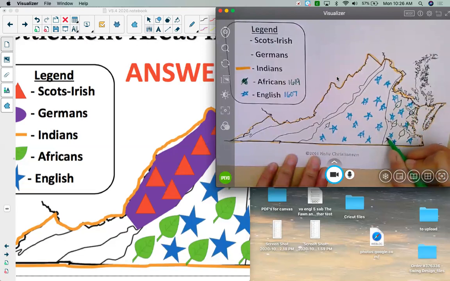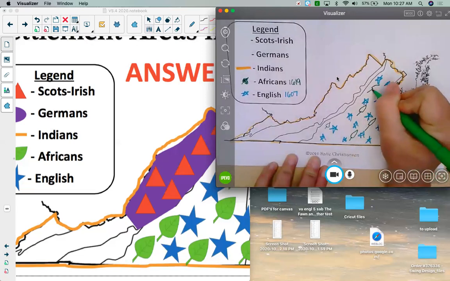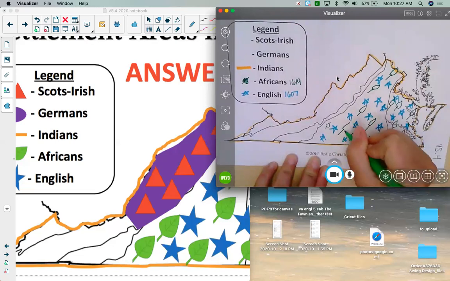All right, so I'm drawing my tobacco leaves here to represent that African Americans lived primarily in this area.